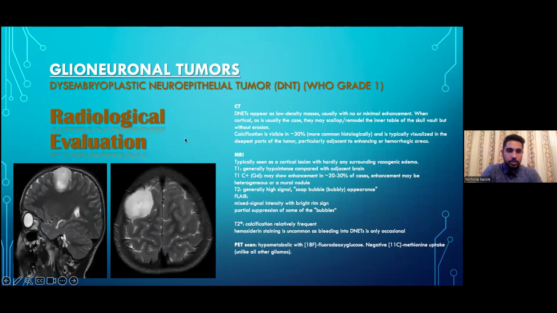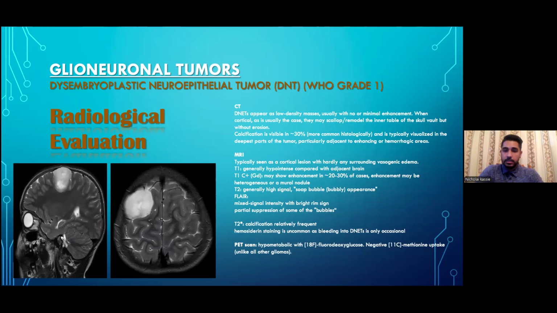Touching a bit on the radiological evaluation of these types of tumors. With CT, DNETs appear as low density masses, usually with no or minimal enhancement. When cortical, as is usually the case, they may scallop or remodel the inner table of the skull vault, but without erosion. Calcification is visible in approximately 30% and is typically visualized in the deepest part of the tumor, particularly adjacent to the enhancing or hemorrhagic areas.